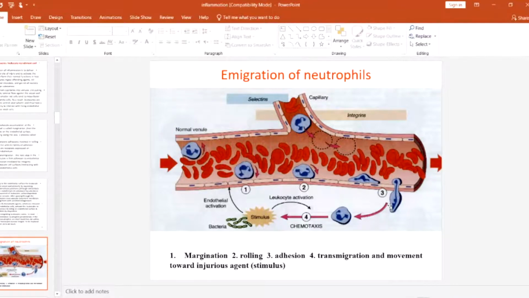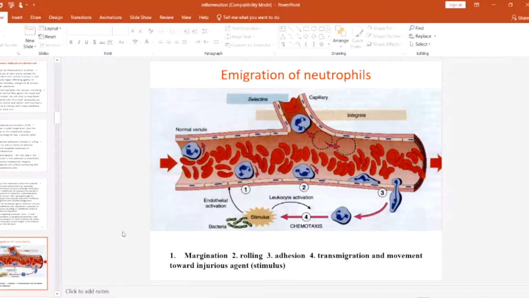Now it will release collagenase enzyme. It will cause a breakdown to the basement membrane, and it will move to the stimulus, which is the bacteria. For example, in this slide, the movement of this white BC, we call it a process called chemotactic. So the chemotactic factor will bind to the white BC, and this will direct the movement of the white BC to the site of stimulus, for example, the site of bacteria.